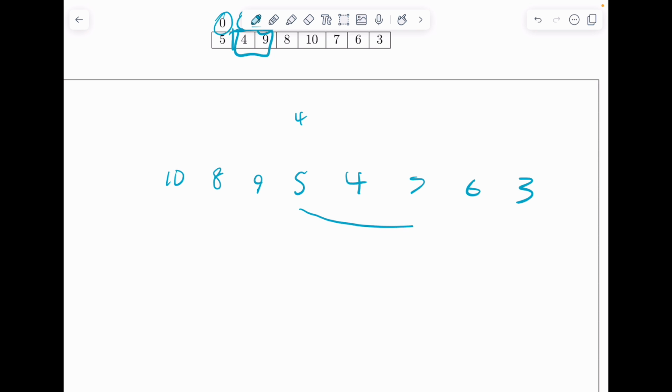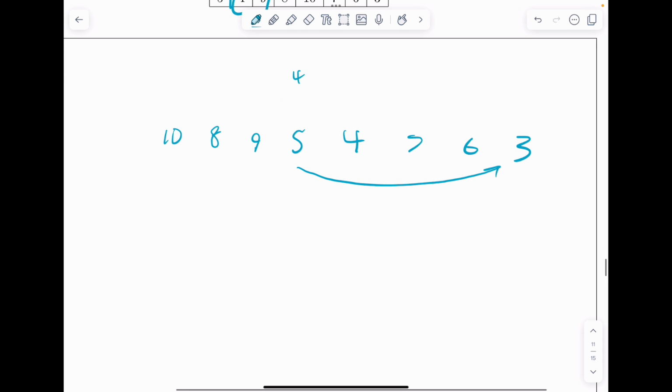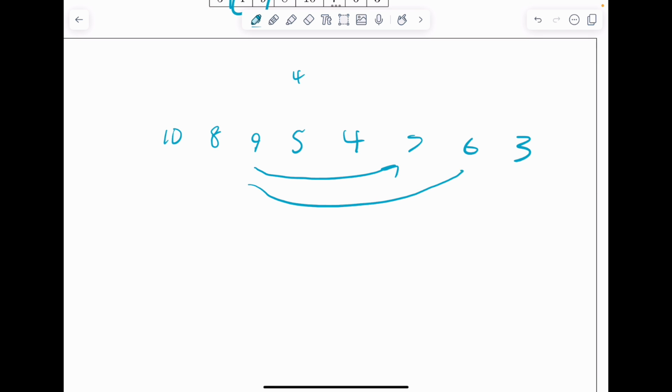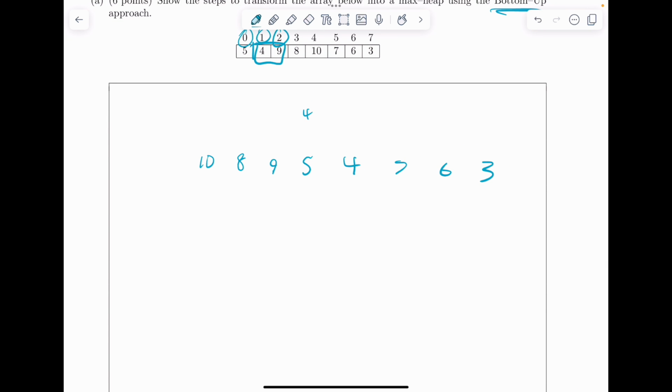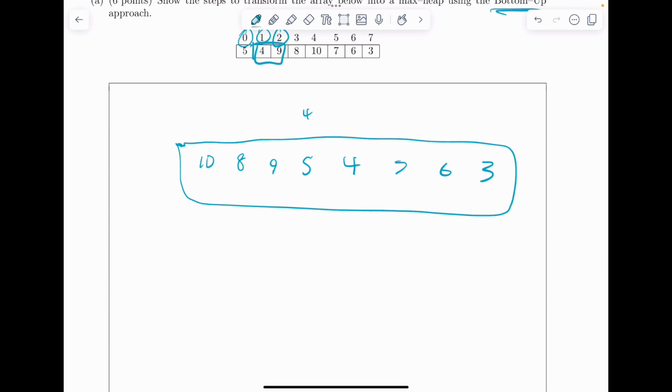So we're going to look at 5, compare it with 3. 5 is definitely greater than 3, so we don't have to do anything there. Now we're going to look at 9. We're going to compare it with its children. 9 is still bigger than 7 and 6, so no swaps there. Is 8 bigger than its children, which is 5 and 4? Yes, it is. 8 is bigger than both of those. No swaps necessary. And finally, is 10 bigger than 8 and 9? Yes, it is. So now that we've done a full recurse, a full loop, without doing any swaps, we know that we're done. And now our finished array, which is this, is a complete max heap using the bottom-up approach.